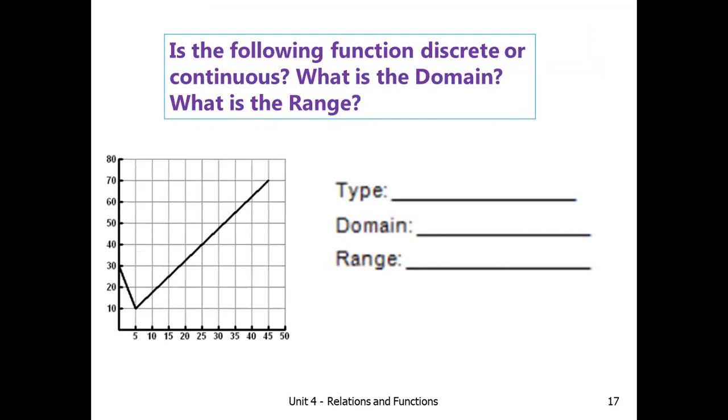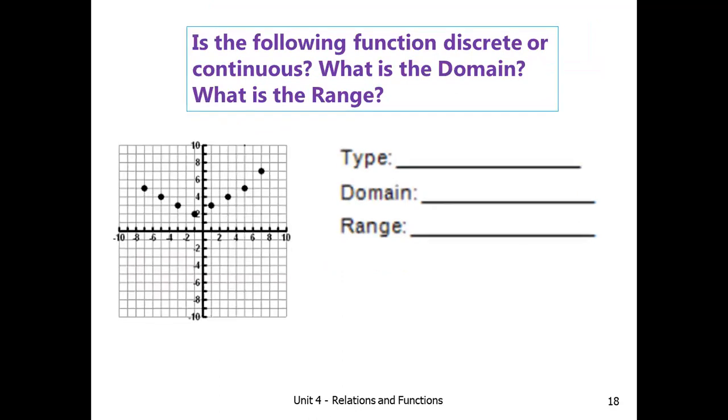Is the following function discrete or continuous? What is the domain? What is the range? It is continuous because it's linear. The domain points are 0 and 45, and your range here are 10 and 70.